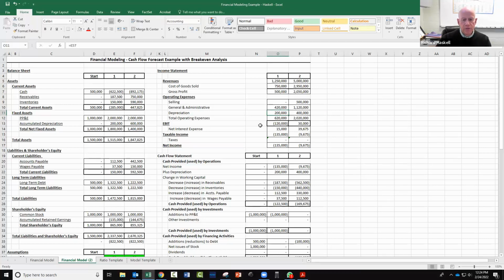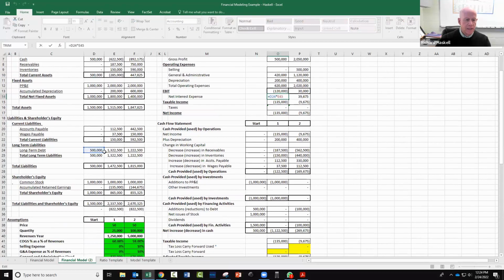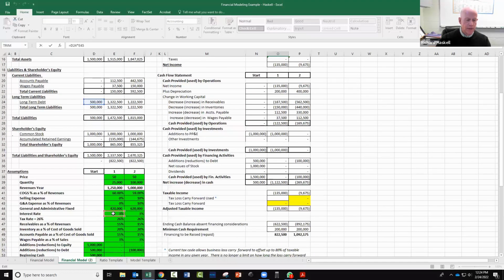But then this results in our EBIT, and EBIT's exactly what you expected it to be. It's gross profit minus our other operating expenses. So we ended up with a negative $120,000 EBIT. In this case, we have an interest expense of $15,000. So where did that come from? I took the long-term debt on the balance sheet, and we're going to come to the balance sheet again in a few minutes, from the prior period, and I multiplied it by the 3%.